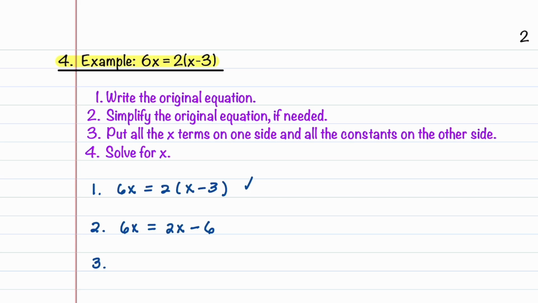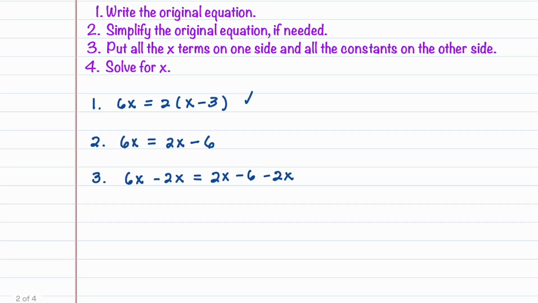So notice that we have an x on our right-hand side, and I want to pull that to the left-hand side. So we're going to take 2x and we're going to subtract it from both sides. On the left, then, we have 6x minus 2x. And on the right, we have 2x minus 6 minus 2x. Notice that whatever we did on the left, we did on the right.